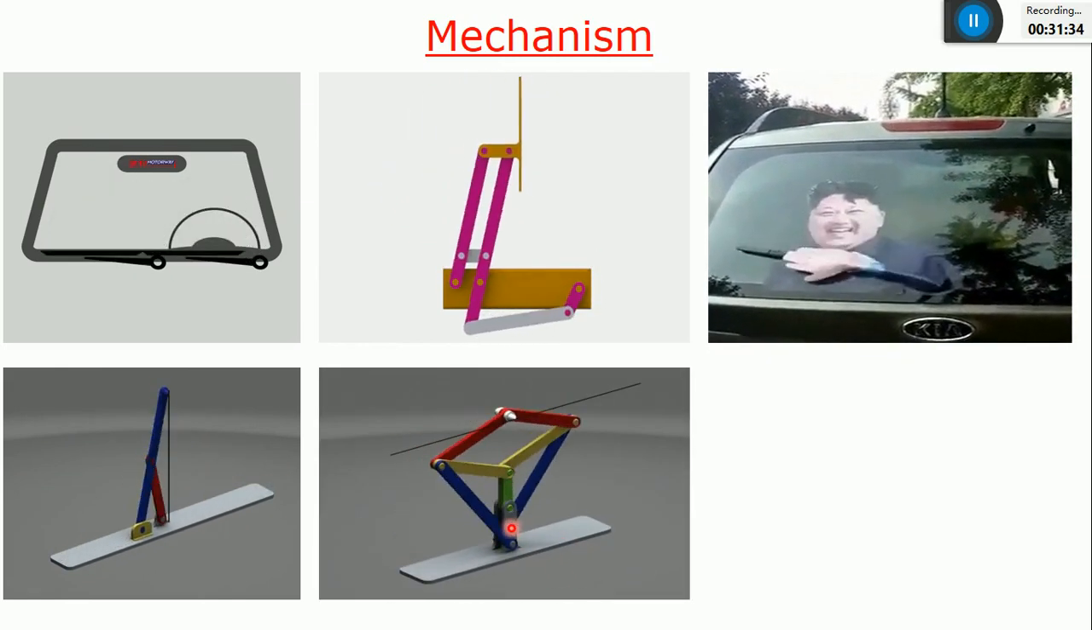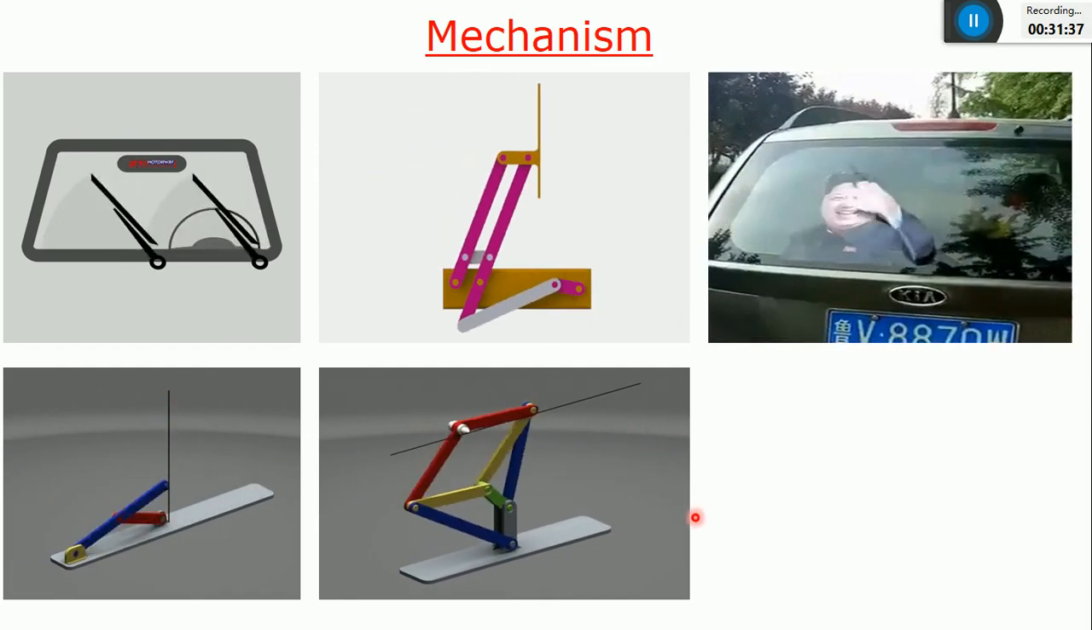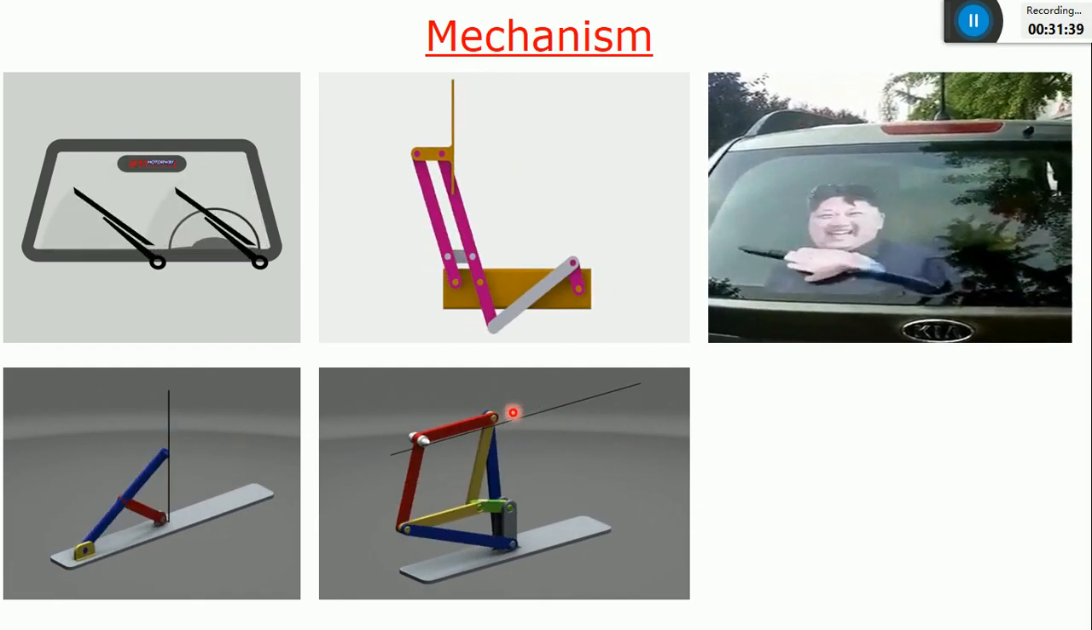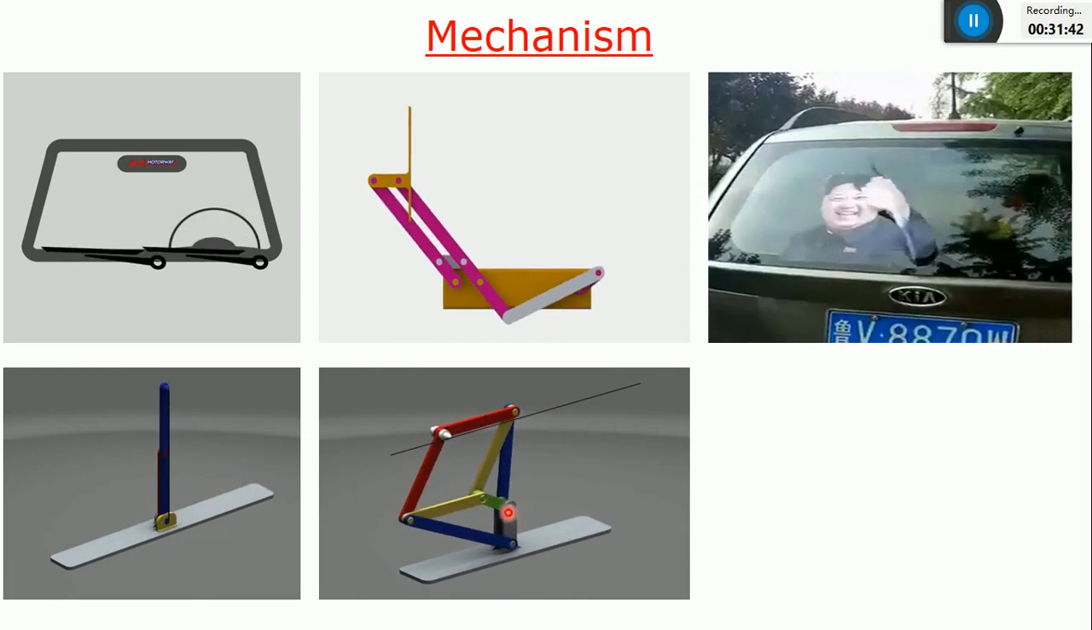And this is also a straight line mechanism which is called the Peaucellier mechanism. It will come in the second unit. Don't worry about that one. You can see one link is fixed.